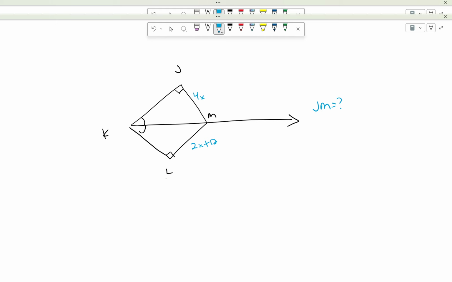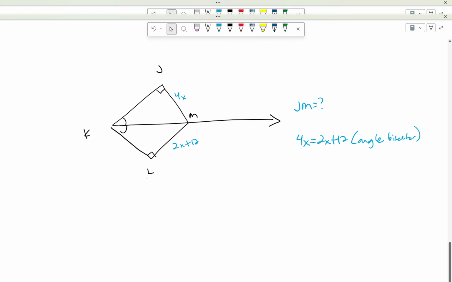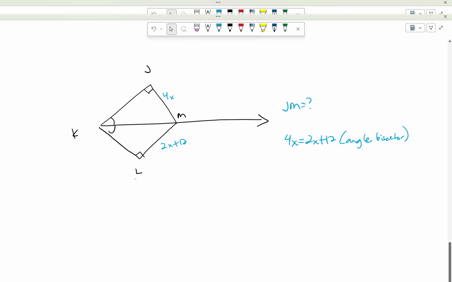Okay, well, here's what we can set up. We can say that 4x is equal to 2x plus 12. Why? Because JM and ML would have to be congruent since KM is the angle bisector. I keep on just saying perpendicular. It's because we did the perpendicular bisector so frequently at the beginning of the lesson. So it's the angle bisector, right? This guy.